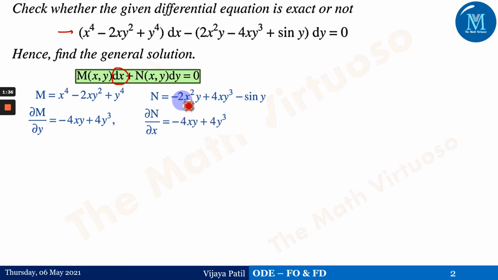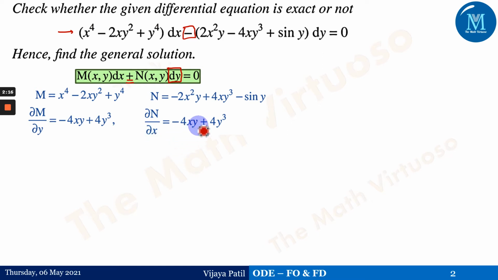Similarly, N = -(2x^2y - 4xy^3 + sin y). So why has this come with a minus? Because if you observe, there is a minus sign over here, and N is nothing but the coefficient of dy. The coefficient of dy would be this particular term, and there is a plus sign in between. Because of this, we have to take the minus sign inside the bracket. That's the reason N comes out to be -2x^2y + 4xy^3 - sin y. And again we are differentiating N with respect to x.